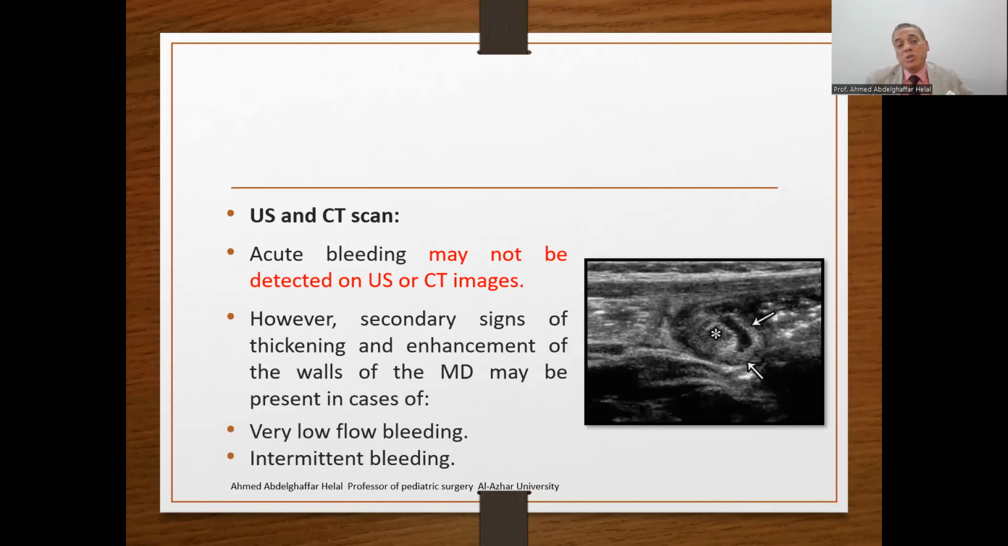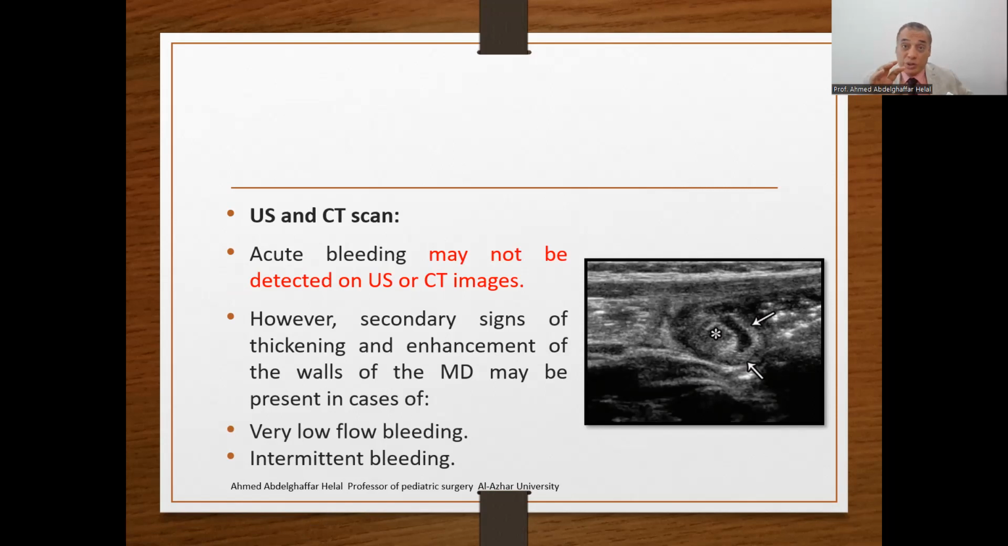Ultrasound and CT: usually acute bleeding may not be detected with the use of ultrasound or CT. However, secondary signs of thickening and enhancement of the wall of the diverticulum may be present in a case of very low flow, intermittent bleeding, as we see in this image. There may be thickening of the wall, there may be enhancement on ultrasound and CT.